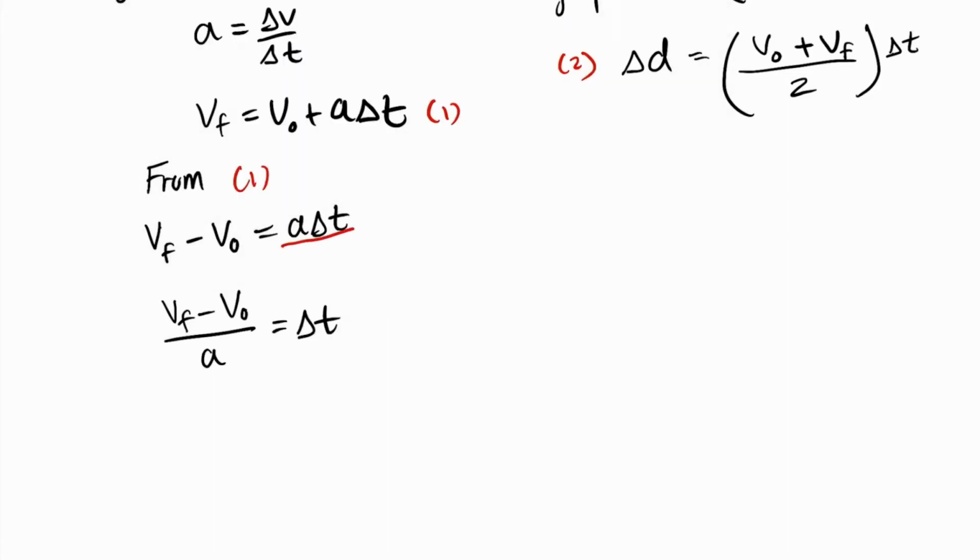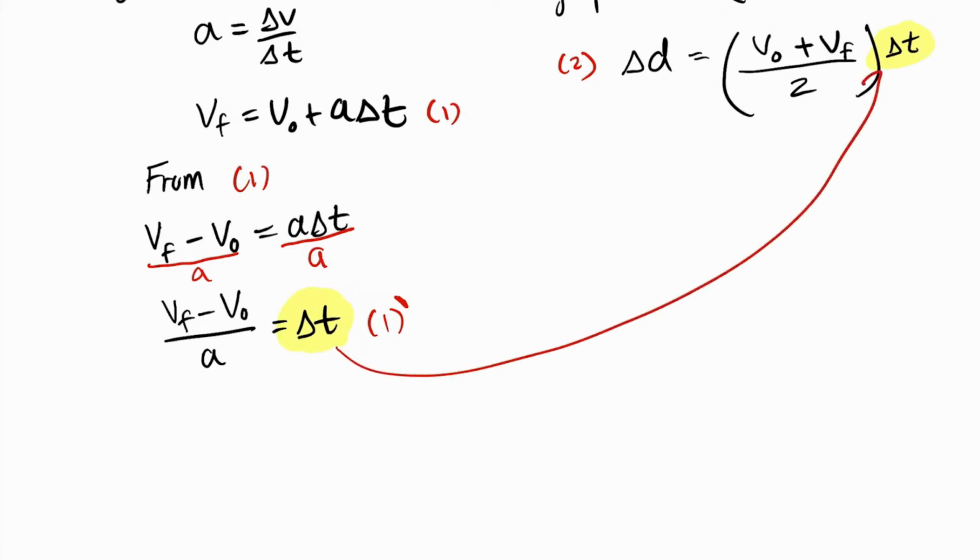So what do we do here? We divided both sides by the coefficient of delta t, which was a. So we divided both sides by a. Now this is not an equation, it's just another version of 1, so let's call it 1 prime. And we're going to substitute 1 prime into equation 2, because from 1 prime we have delta t, and from equation 2 we have delta t, so we can replace it. That's what we're going to be doing next.